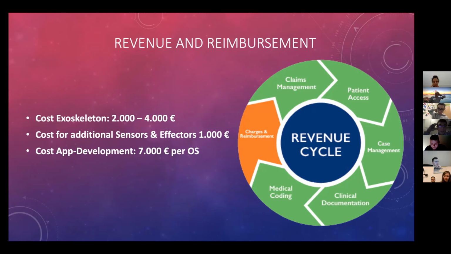So this 2,000 to 4,000 is the range in the market right now for a machine that would do what we need. Is there something available already that you can buy? Yeah, in China and Japan you can buy exoskeletons, and I think also in America. For the additional sensors and effectors, so the EMS stimuli, we planned another €1,000 including montage. The cost for the app development is around €7,000 for every OS, like iOS or Android. So for both it would be €14,000.